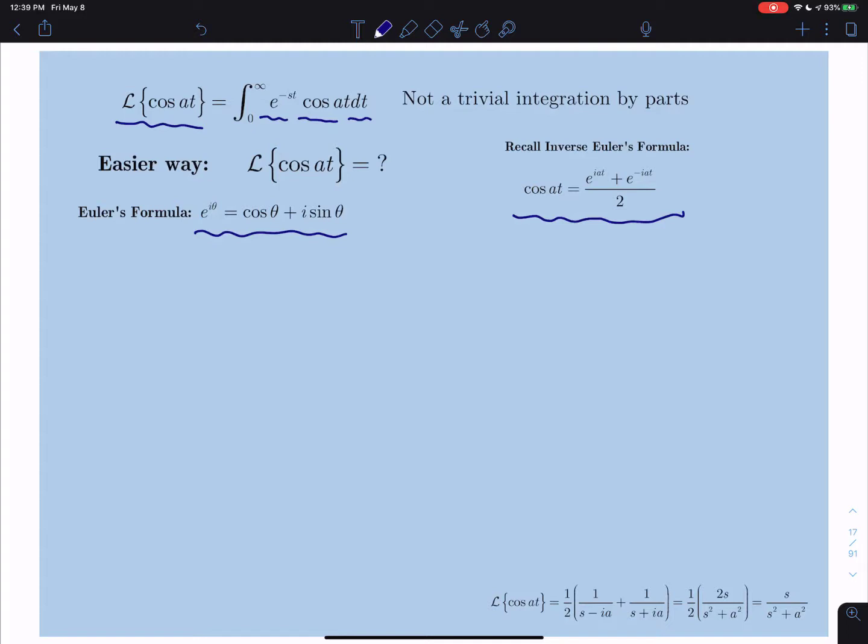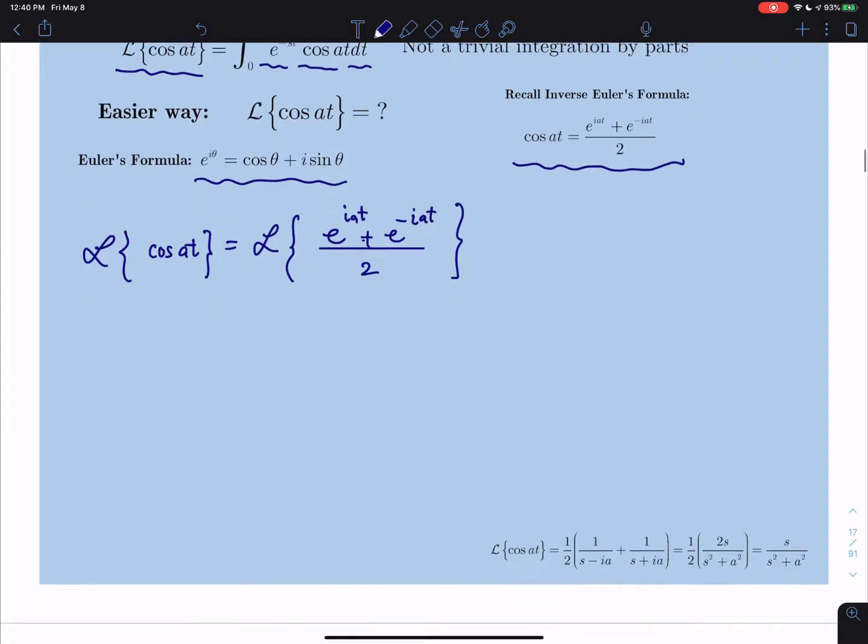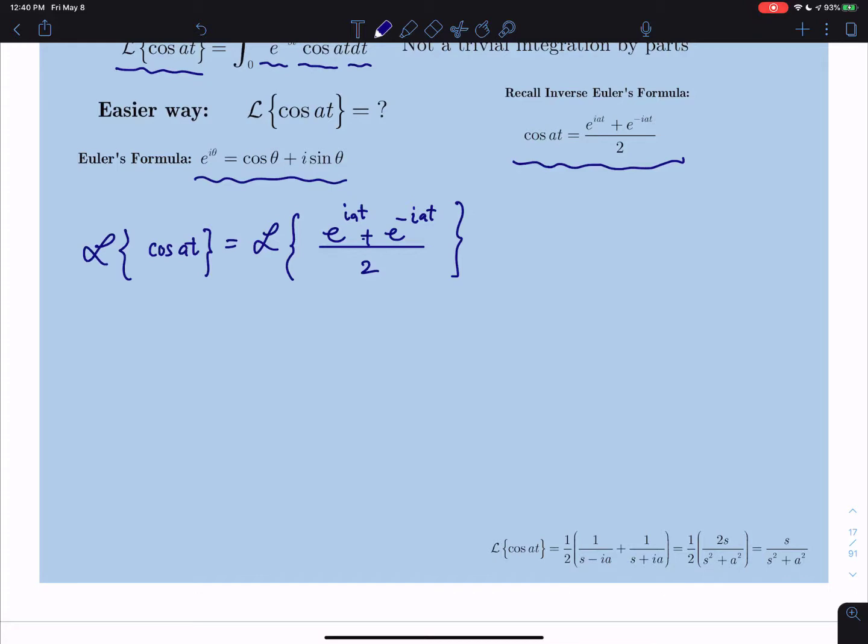Now you see, if I do that, then assuming that I've been asked to find a Laplace transform of cosine of at, I can just write cosine of at as e to the iat plus e to the minus iat divided by 2. And then I can separate those because Laplace transform is a linear operator. So I could write this as 1/2 Laplace transform of e to the iat plus 1/2 Laplace transform of e to the minus iat.